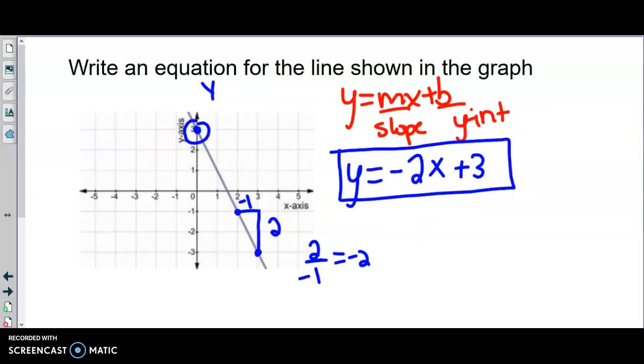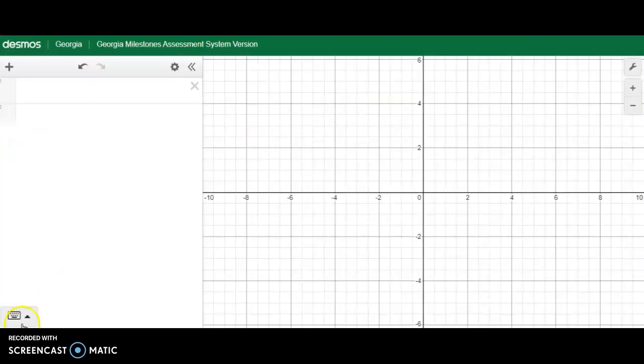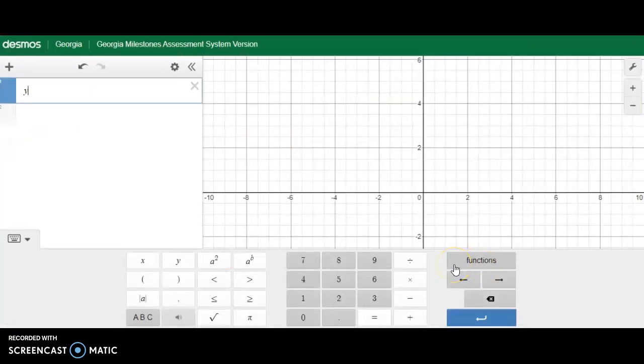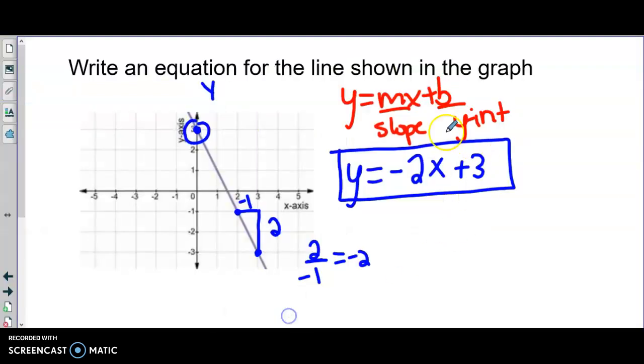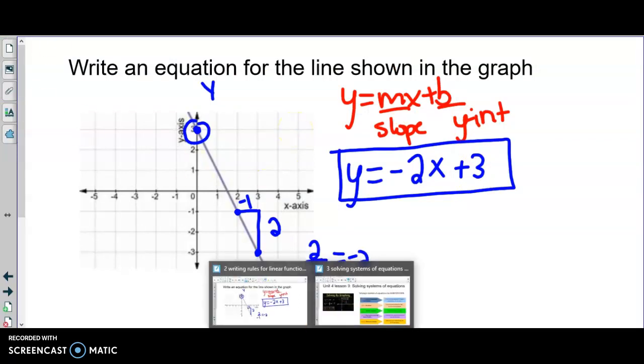And let me go back here. You could always double check yourself using Desmos. I love Desmos. It will graph things for you. So if I go over here and type in y equals negative 2x plus 3, I just have to look and make sure that that graph is the same as this graph, which it is. So that's a way you could double check.